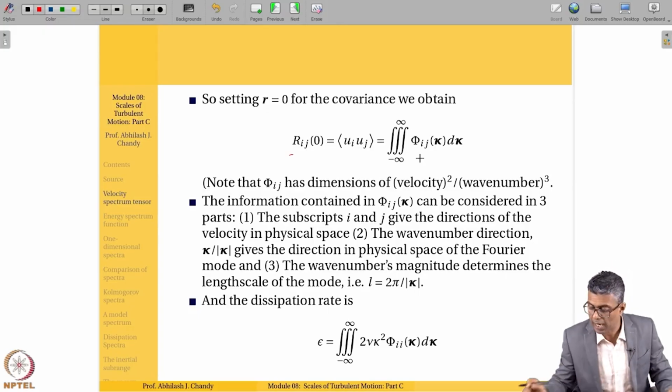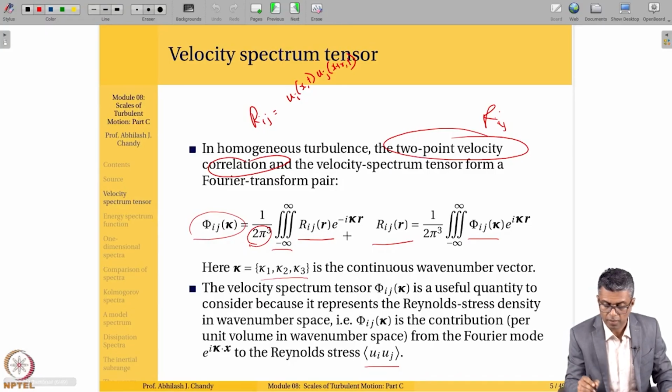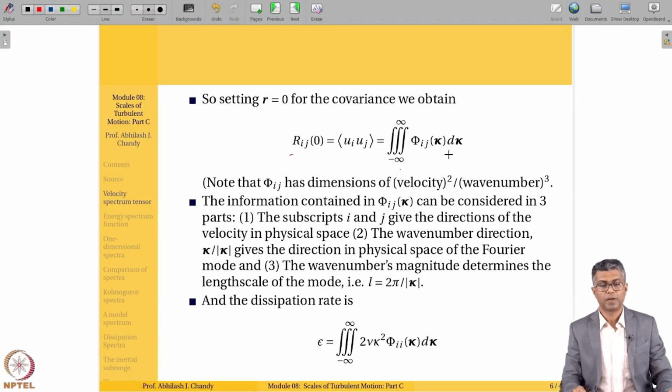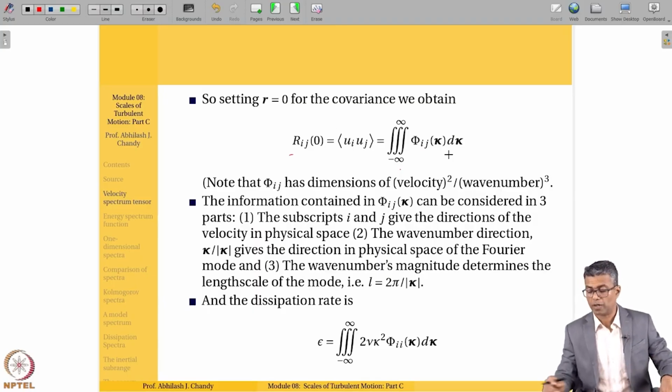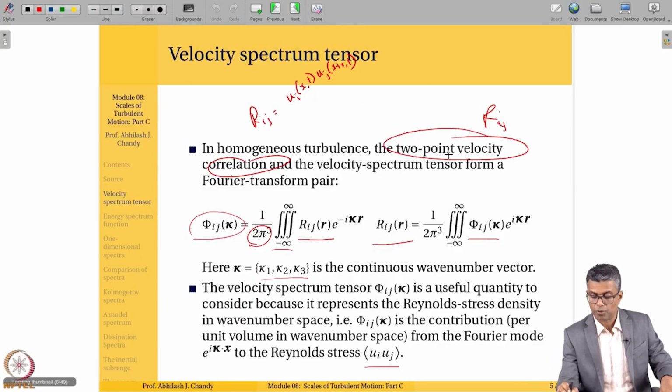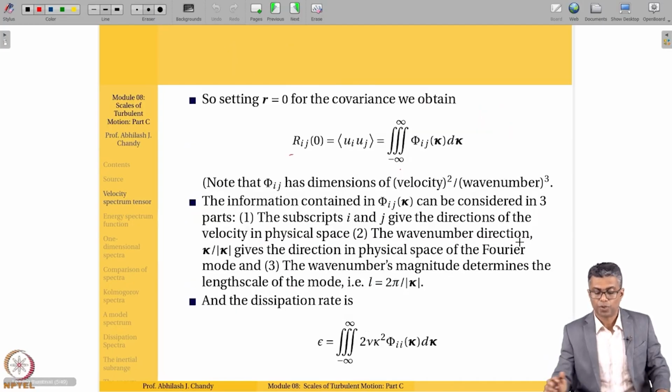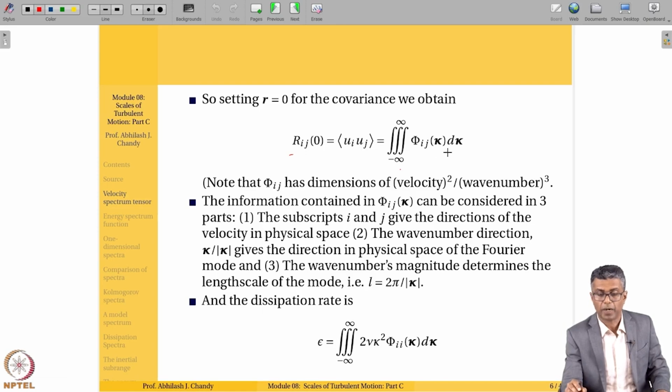So if you substitute r equal to 0 here, what you get is the triple integral of phi ij of kappa d kappa. So it's a triple integral of phi ij of kappa, isn't it? You just substitute r equal to 0 here. So then what you have is phi ij of kappa d kappa.